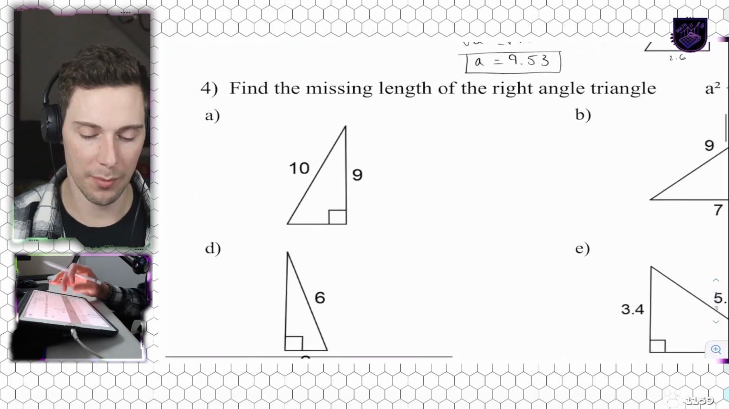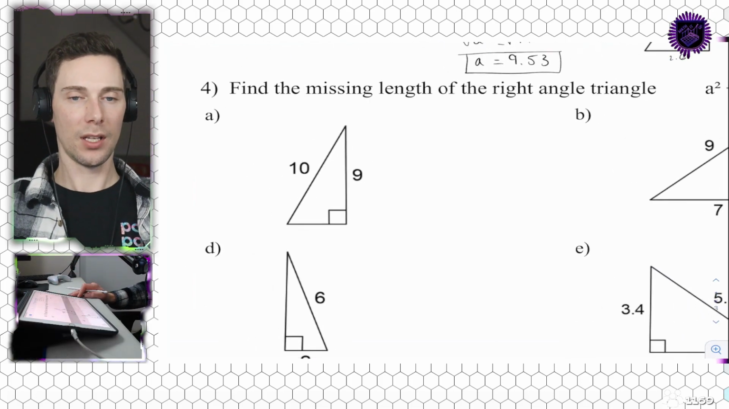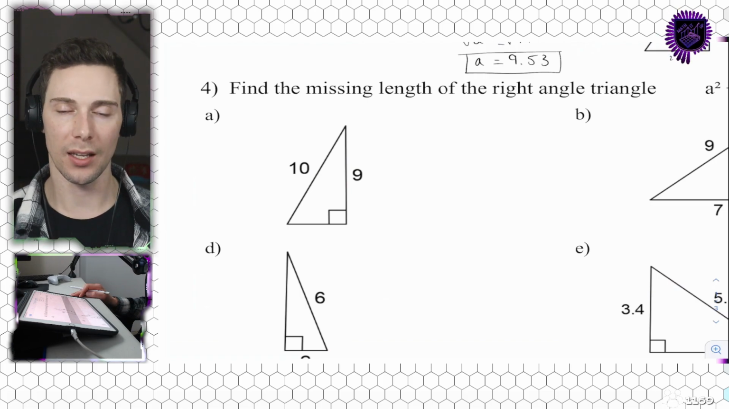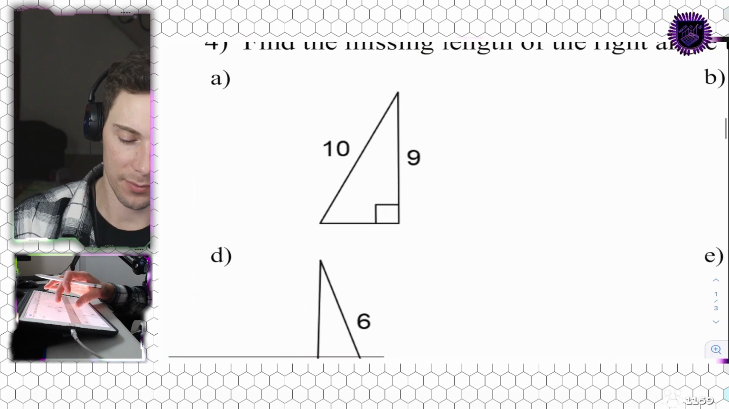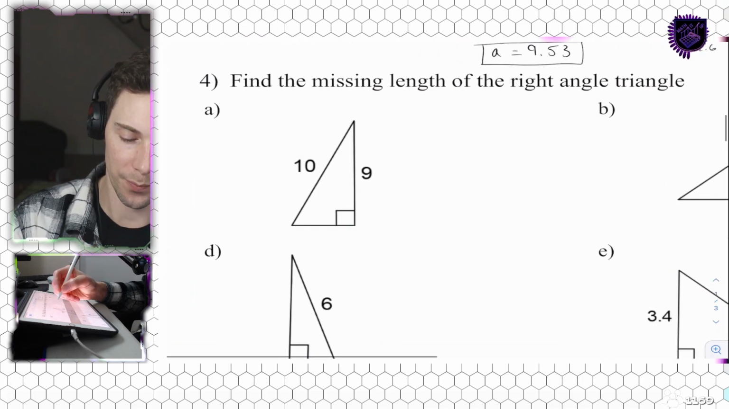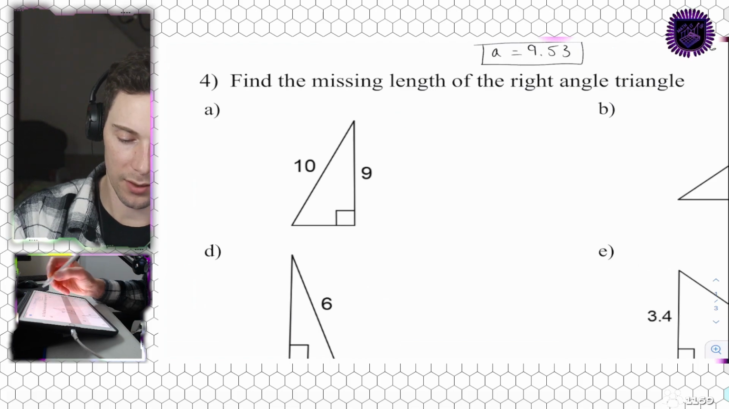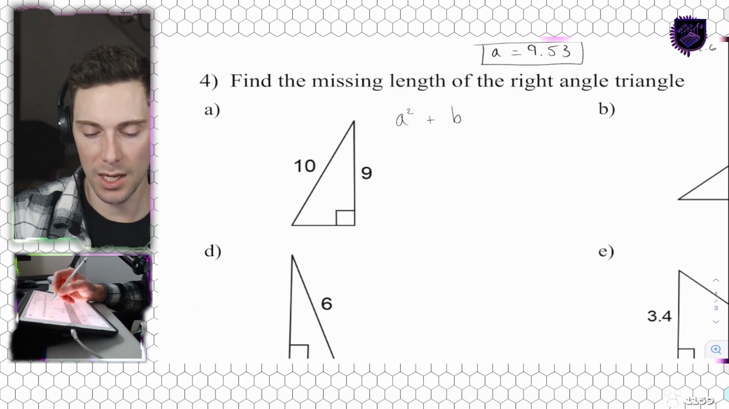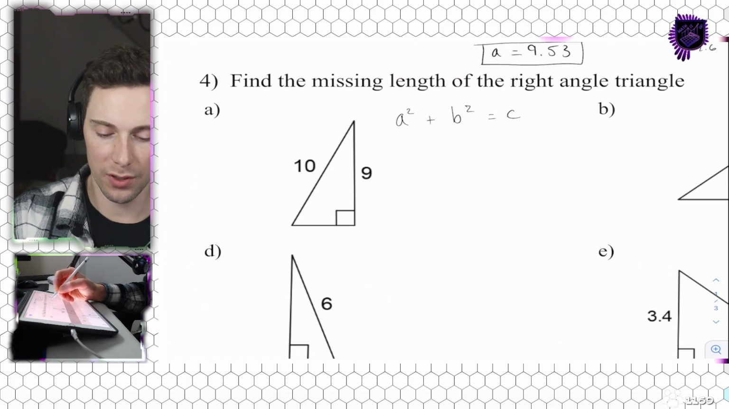Last one. We're finding the missing leg again. 6 more questions. We gotta practice, drill this in, get these algebraic techniques really solidified in our minds. We're gonna go, A squared plus B squared is equal to C squared.